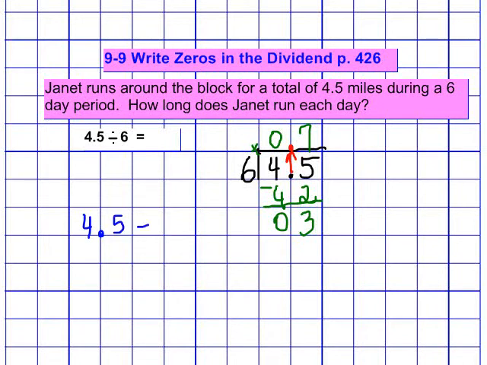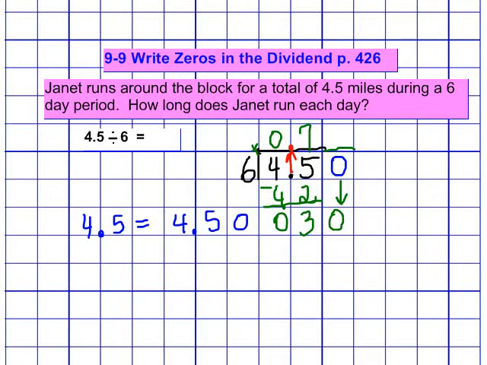Is 4.5 equal to 4.50? Did I change the value of 4.5 by adding a 0 at the end? No, I did not. So in my problem, in order not to have a remainder, I can simply add a 0 at the end. I can go ahead and extend the division sign and bring down this 0.